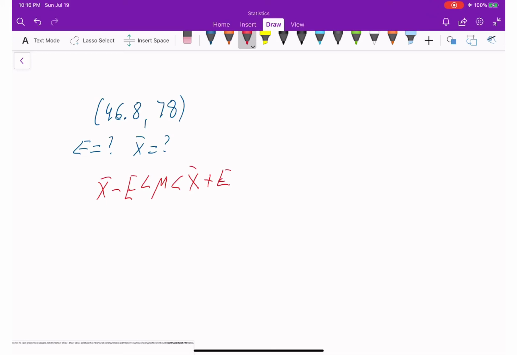The margin of error is equal to half the width of the confidence interval. So we can calculate that way also. So margin of error is equal to half the width of the confidence interval, which means margin of error is going to be equal to 78 minus 46.8 and divide by 2.